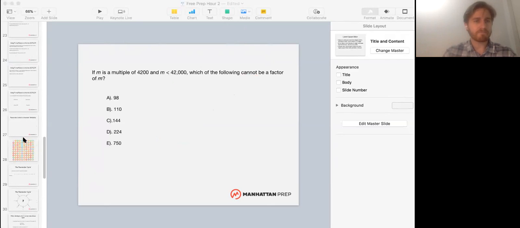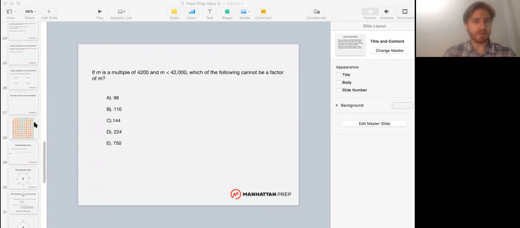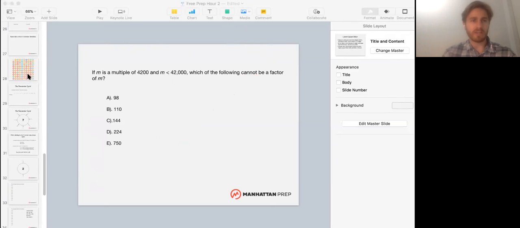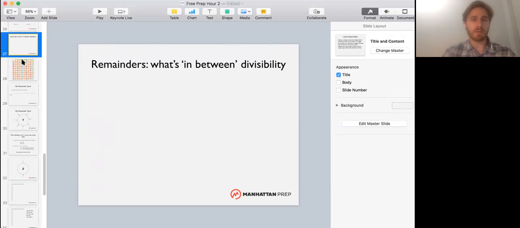Okay. I think I'm going to skip ahead to the remainder cycle. I'm going to skip past greatest common factor and least common multiple, useful though they can be. This is much more useful and much more common. We've been talking about numbers that divide cleanly. For the last 10 or 15 minutes, I want to talk about numbers that don't divide so cleanly. Sometimes they still will. Remainders of 0 are a thing.